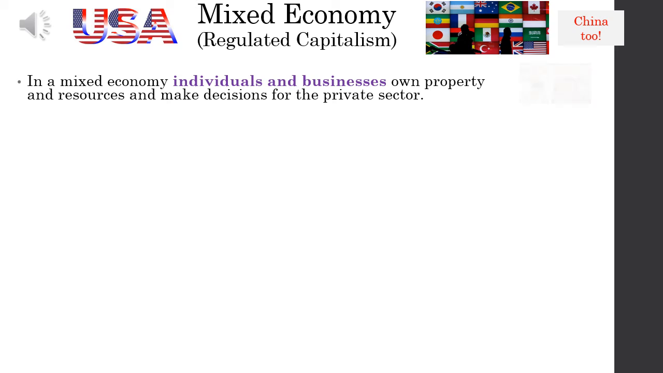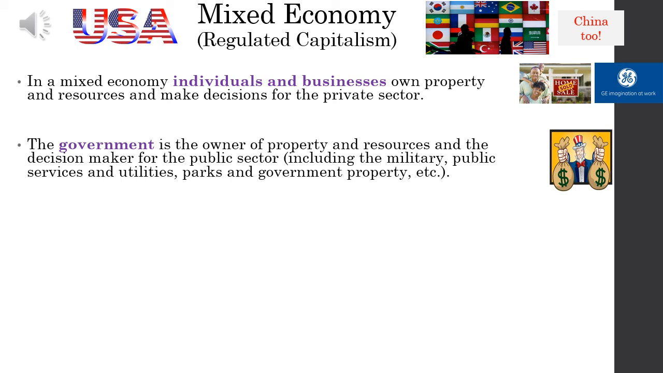In a mixed economy, individuals, like those nice people who just bought that house, and businesses, like General Electric, the largest company on earth, own property and resources and make decisions for the private sector. The government is the owner of property and resources and the decision maker for the public sector. That includes the military, public services and utilities, parks and government property, all of those things. So one part of the economy is private individuals and businesses doing private things. The other part of the economy is the government doing public things.